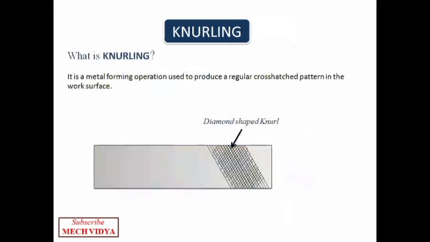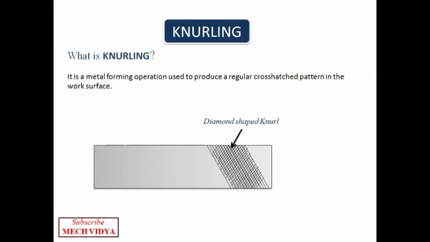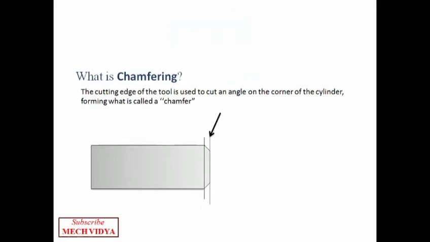Then a specialized operation called knurling is also possible in a lathe, where we give diamond shaped knurls to the workpiece. Okay, for knurling we need a specialized tool whose impression falls on the workpiece. Knurling is usually given for gripping purpose or to improve the visual aesthetics of the workpiece. Then finishing operations like chamfering can also be done at the corners to reduce the sharp edges.